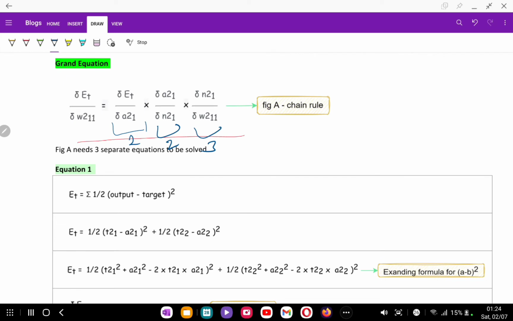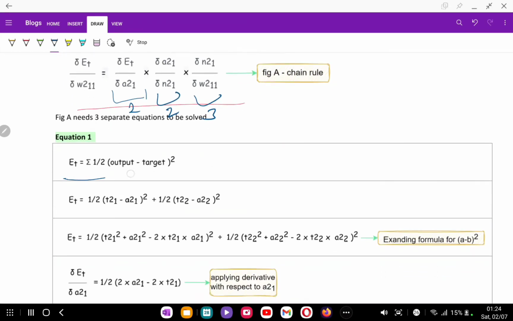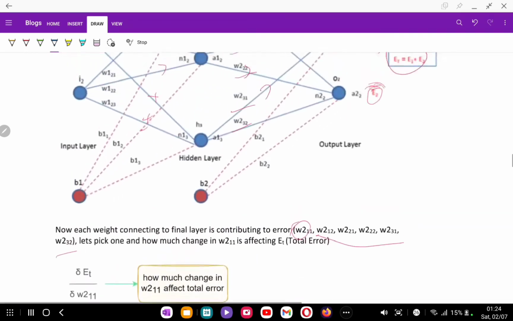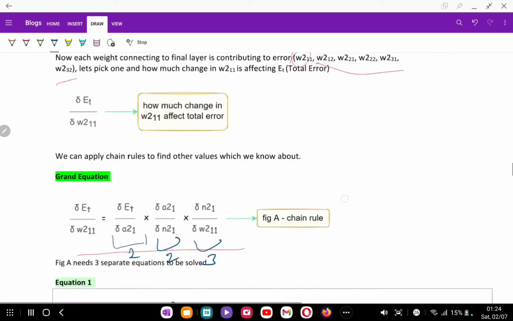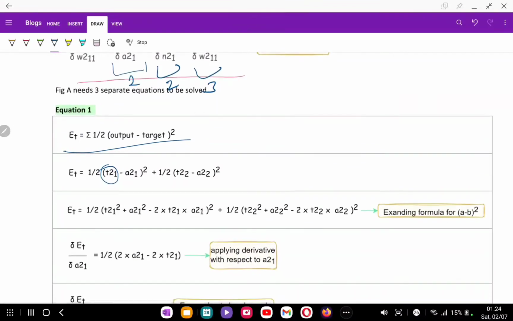Error with respect to A21. This is your final error, which involves the actual target value at 1 and the obtained value, meaning the value obtained during the forward propagation pass. This is our (A2 minus T21). Similarly for the other one as well, because we have two error terms, E1 and E2. So you can just expand using the (A minus B) whole square formula, and you obtain this.